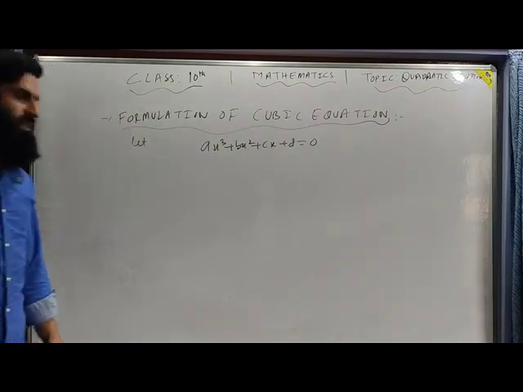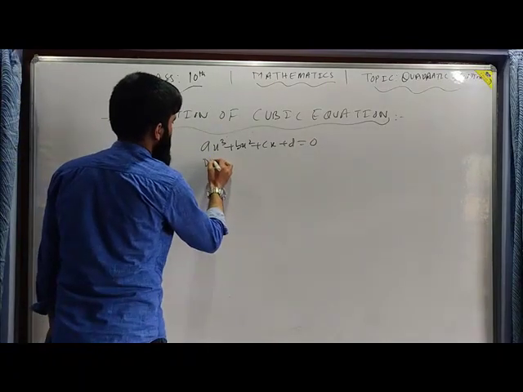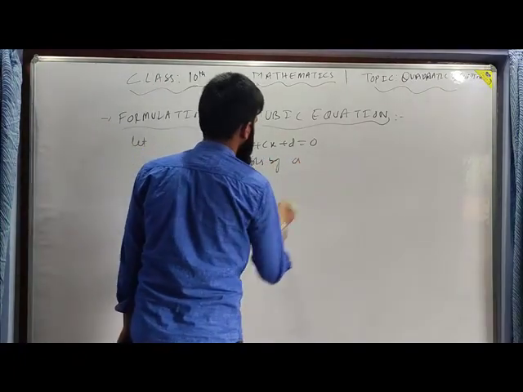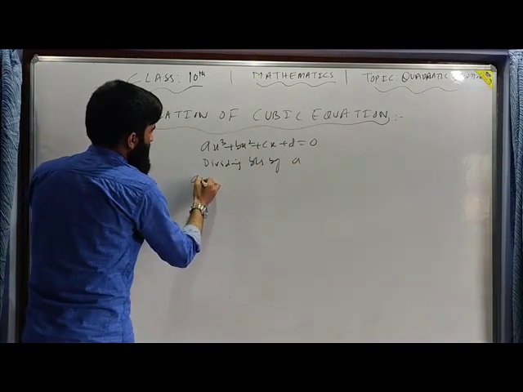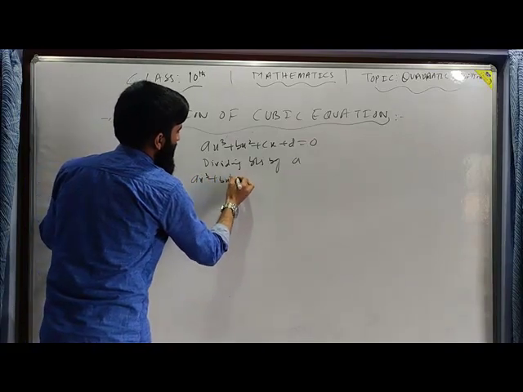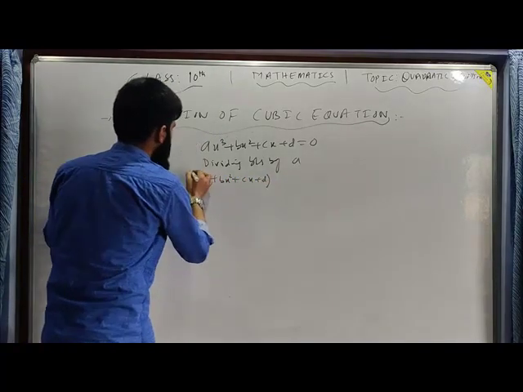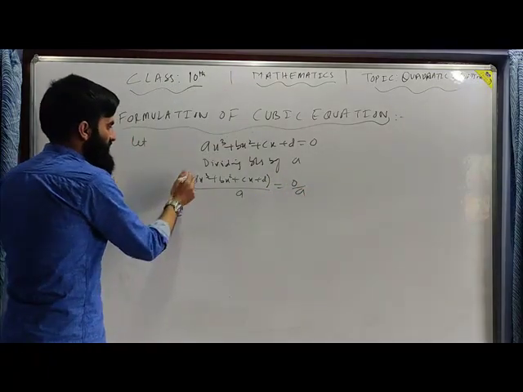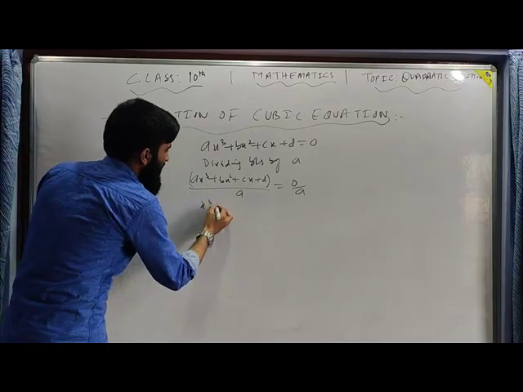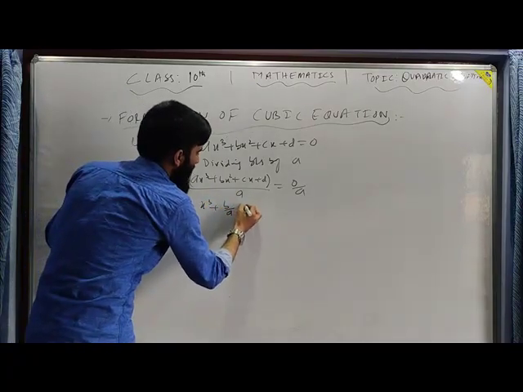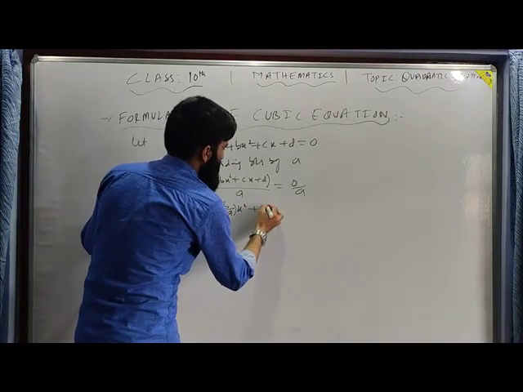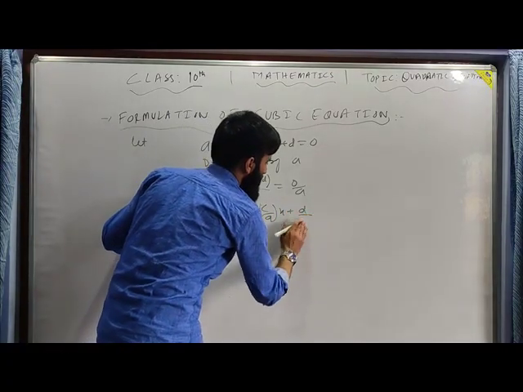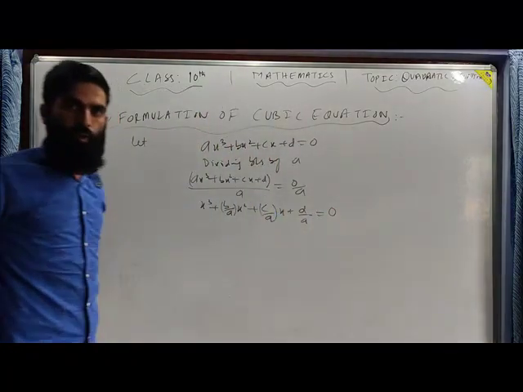Now we just divide both sides by a. What will we get? We will get ax cubed plus bx squared plus cx plus d upon a is equal to 0 upon a. The a and a will cancel out, so it will be x cubed only. Then it will be b upon a x squared, then c upon a x plus d upon a is equal to 0.